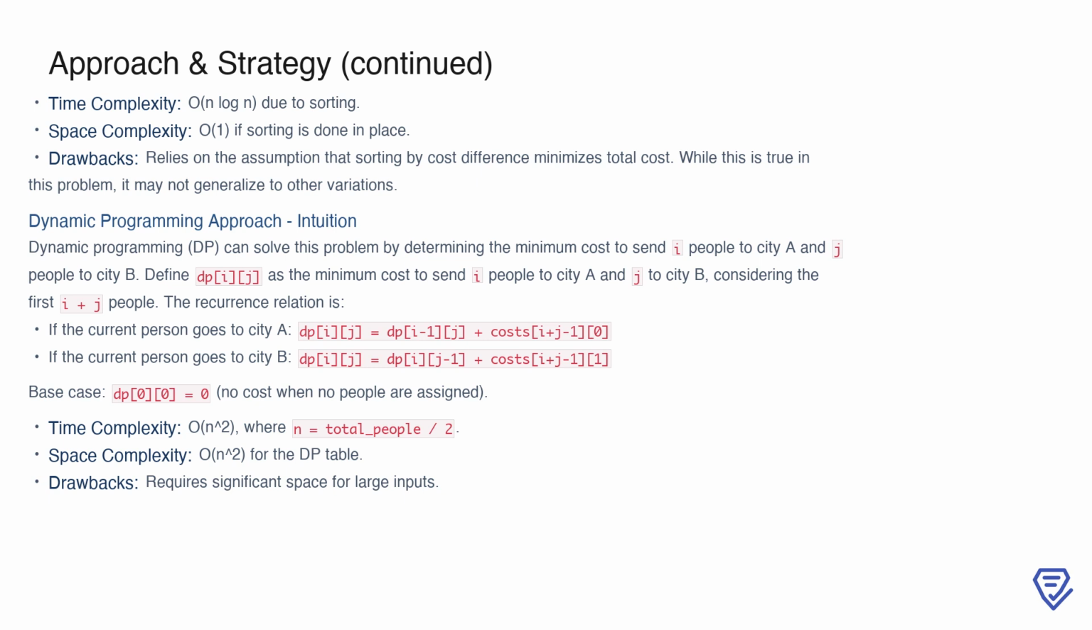However, this method relies on the assumption that sorting by cost difference guarantees the optimal solution. While this assumption holds true for the two-city scheduling problem, it may not necessarily apply to other variations.